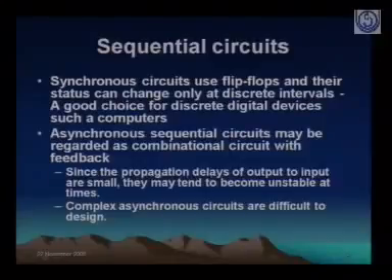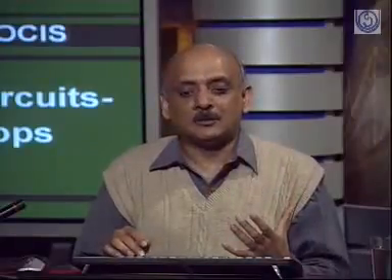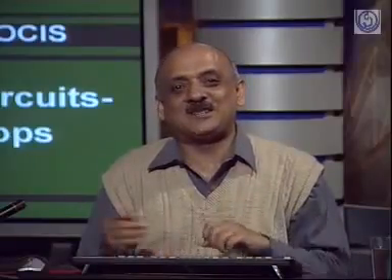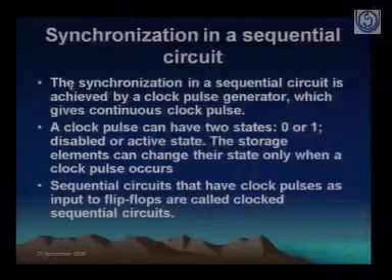Since the propagation delay of output to input is small, they may tend to become unstable at times. So this may happen. They may become unstable and they are not desirable for discrete digital devices like computers. Complex asynchronous circuits are also difficult to design, and that's why we normally do not use these devices in computers. So what do we use? Synchronous circuits. But how is the synchronization achieved as far as sequential circuits are concerned? Well, let's look into those details.